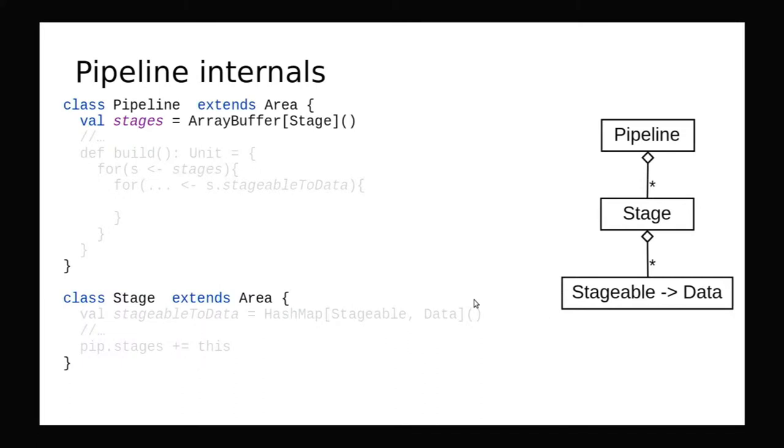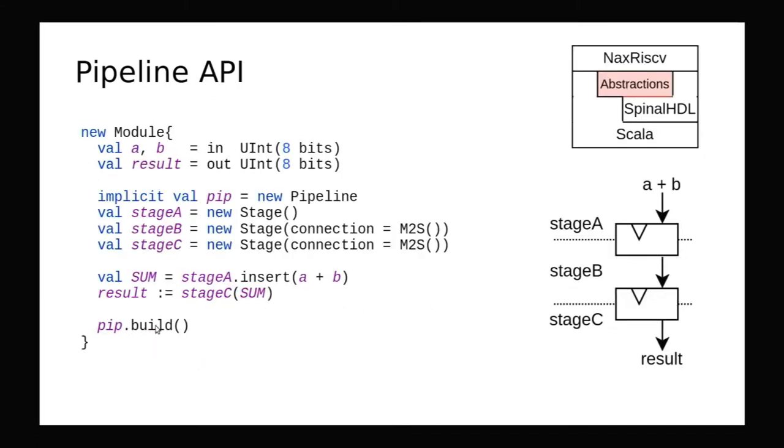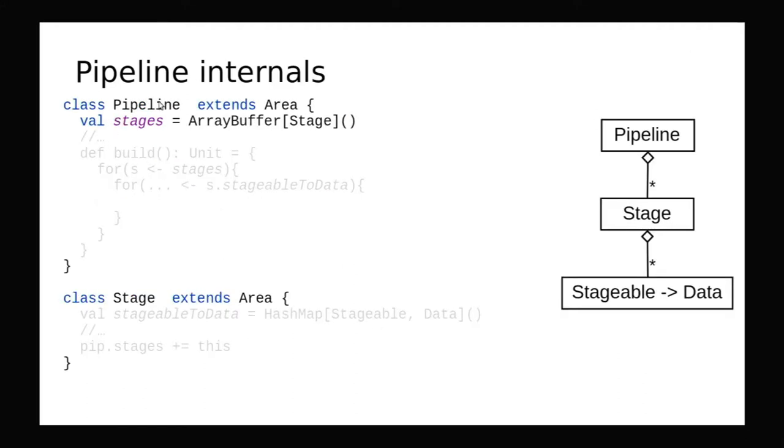The thing is how it works internally, because here we have this build function. So how this kind of function is defined is, okay, pipeline is a class, and in this class we have a list of stages, so an elaboration time list, and we have a build function. What will be done in this build function is, for instance, we'll iterate over every stage, figure out what they need, where the things they need are generated, and generate the hardware required to connect all those things together.